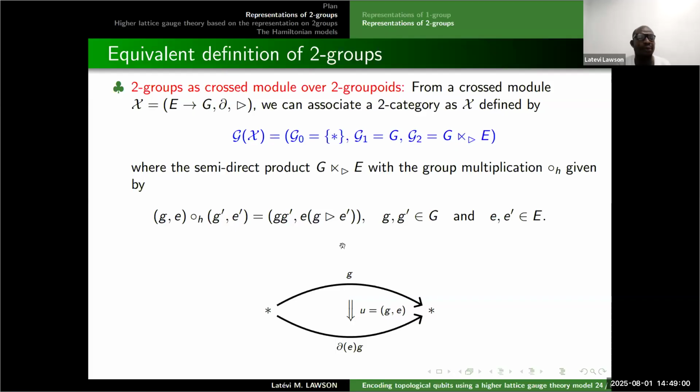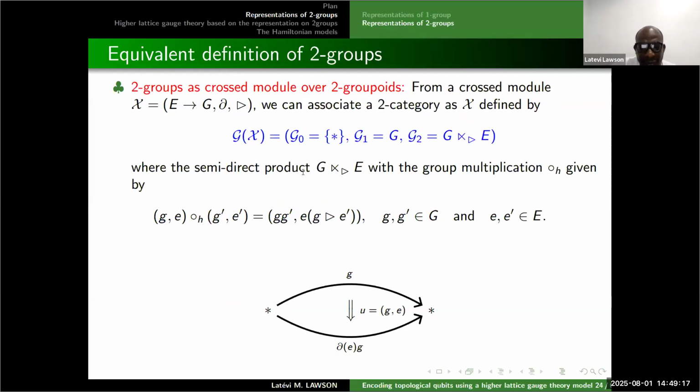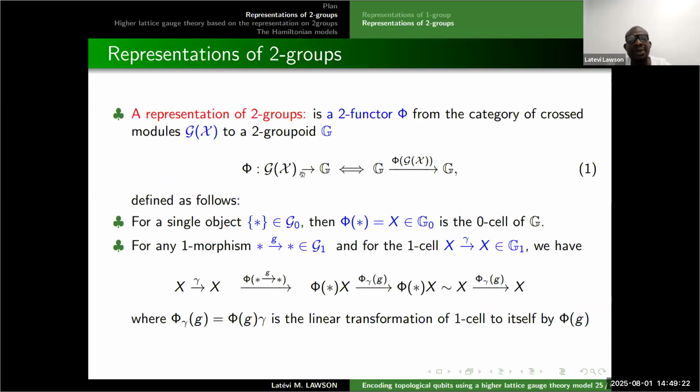So I can say that there is no appropriate or inappropriate definition of two group. It depends on what we are looking for. In my case, I'm interested in the first equivalent definition of two group and the third equivalent definition of two group. And now my representation here will be defined like a functor. A functor is a map between two categories. My representation here is a two functor between the category of the crossed module to the category of two groupoid, which is what I define as a two group representation. In the physical way, it is to assign this mathematical object to my three-dimensional lattice model: one representation to the edges, one representation to the face. This works.